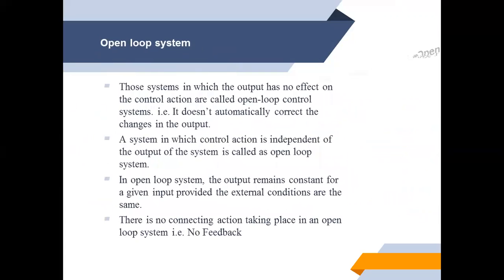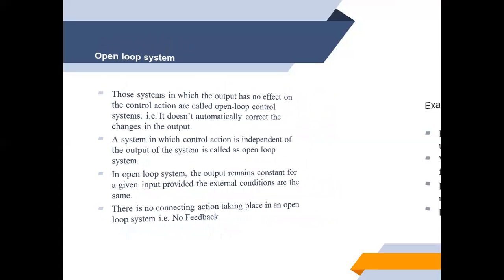Coming to open loop control systems, control systems are classified as open loop control systems and closed loop control systems. An open loop system is a system in which the control action is independent of the output of the system. In an open loop system, we don't have any feedback.